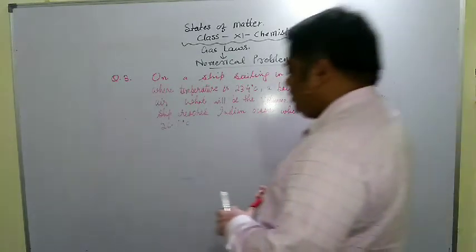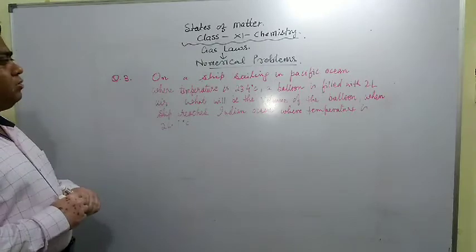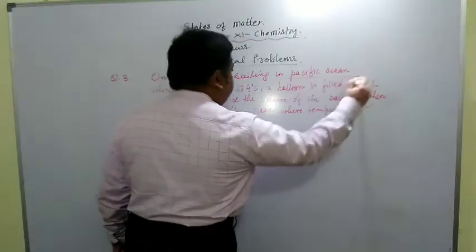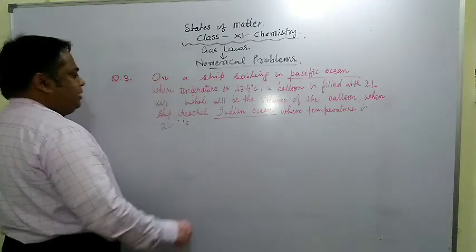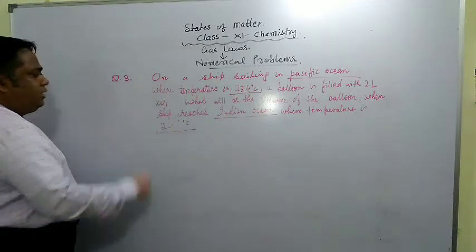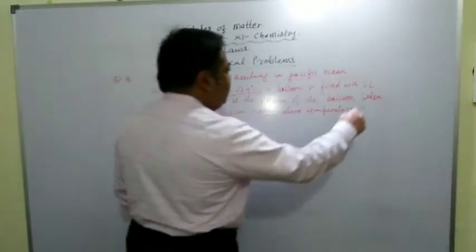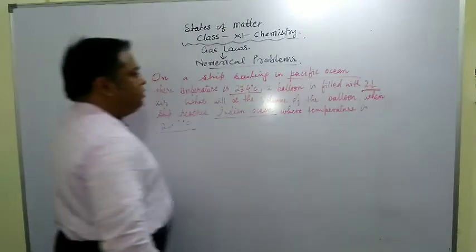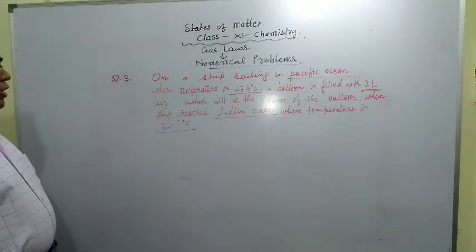So this is question number 3. In this question, it is said that a ship sails from Pacific Ocean to Indian Ocean, and there is a temperature difference of 23.4 degrees C to 26.1 degrees C, and there is a balloon in the ship. In the ship there is a balloon which is filled with 2 liters of air. Okay, this is the volume. Now when it will come to Indian Ocean, what will be its volume?